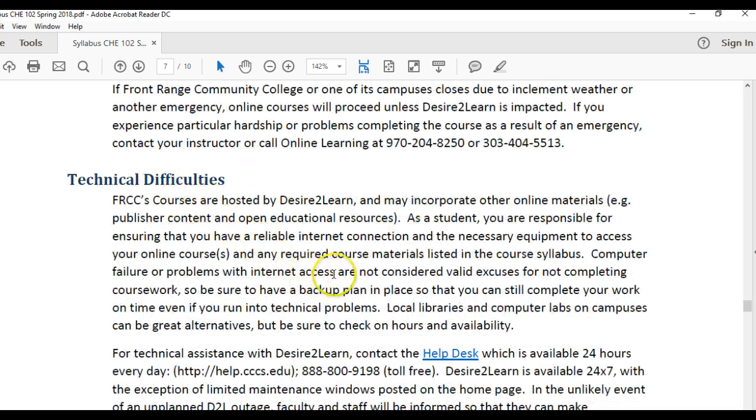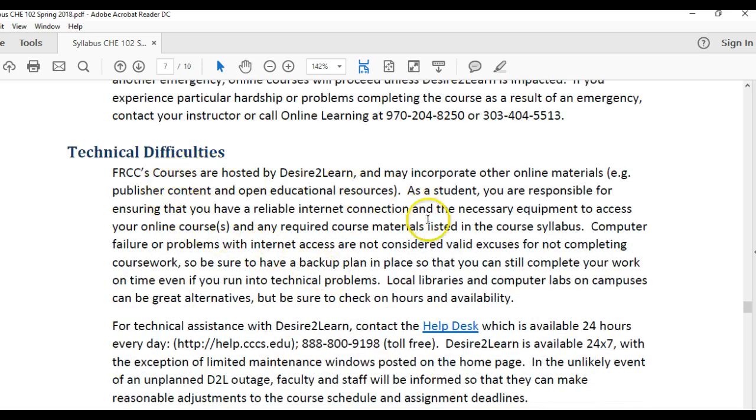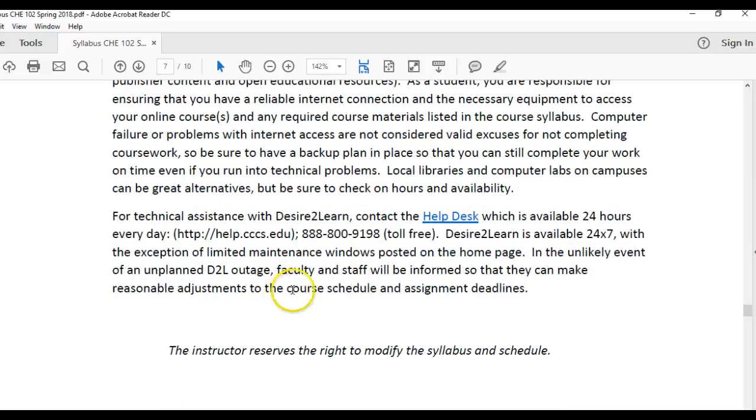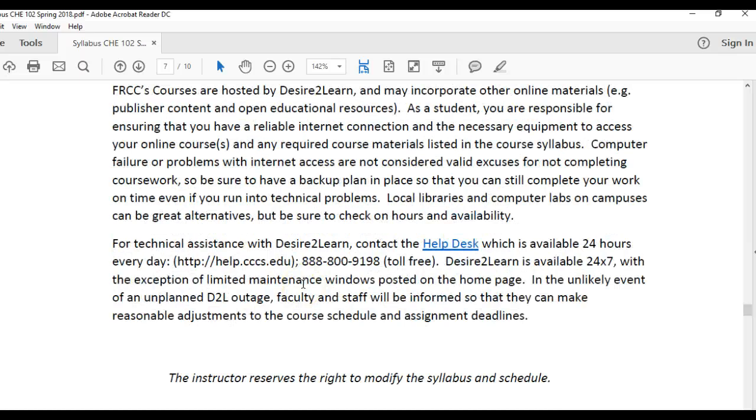Technical difficulties, this is a big one. This happens all the time. There's nothing we can do. However, you are still responsible for things. If you have to do something online for whatever reason, it's available 24/7. So if you're waiting for the very last minute to do it, and for some reason the desire to learn is down, well, you've had a whole week in order to do something about it. So make sure that you are doing things in plenty of time because there's always technical difficulties.